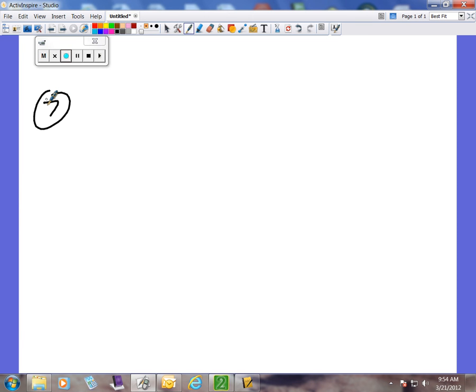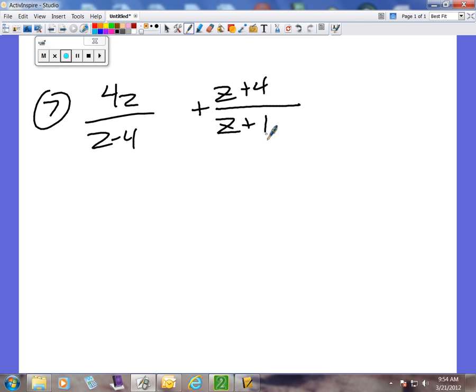What do we got? 4z over z minus 4. Is it a plus? And z plus 1. Now I want you to notice something. Okay, what earlier did I say you should do right away with binomials? Put parentheses around them right away. Every one of them, every one of them.